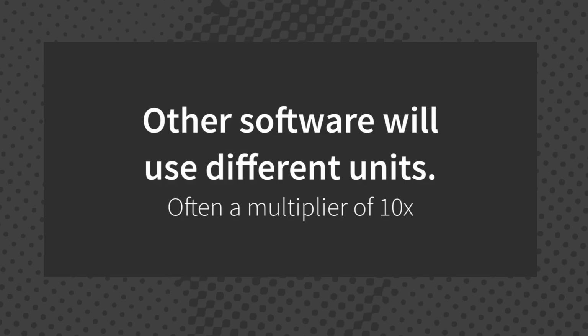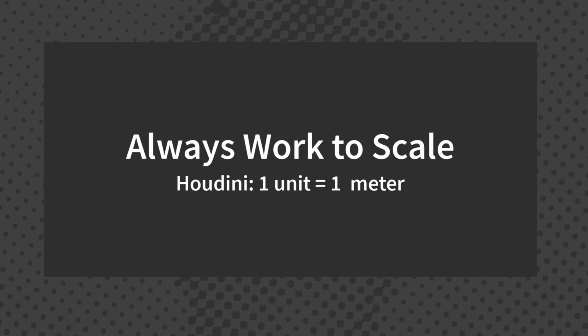Just as a footnote to that, other software like Maya, I think, uses 1 unit equals 10 centimeters, but typically they're off by a factor of 10. So you scale by a factor of 10 or by 100 to get it down to the correct Houdini unit. But for us, we're going to be using 1 unit equals 1 meter, regardless of what other software has, because this is how it's done in feature film productions.